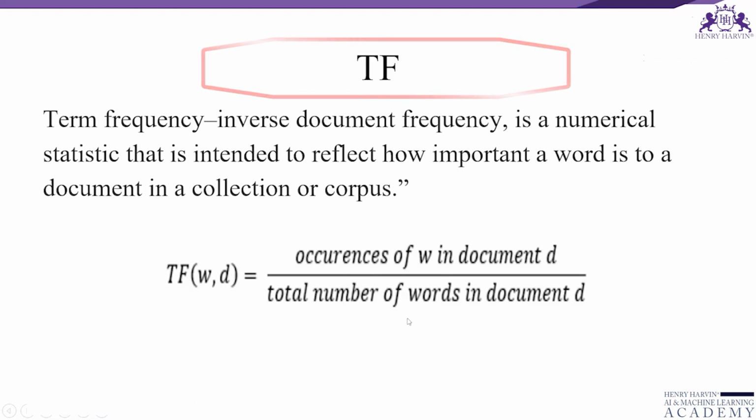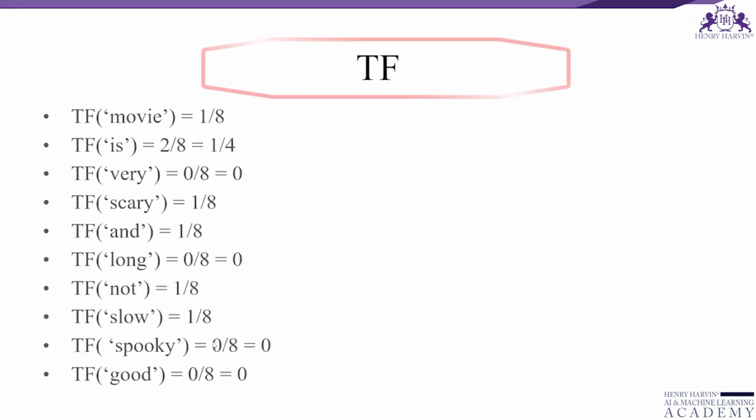Okay, so let us understand that in the numerator, n is the number of times the term appears in the document, and thus each document and term would have its own row. So how can I understand this? In case you take the same example there, right? The same vocabulary we can use, that which we used in the bag of words model. So let us try to understand. The vocabulary is: this, movie, is, very, scary, and, long, not, slow, spooky, and good, right?